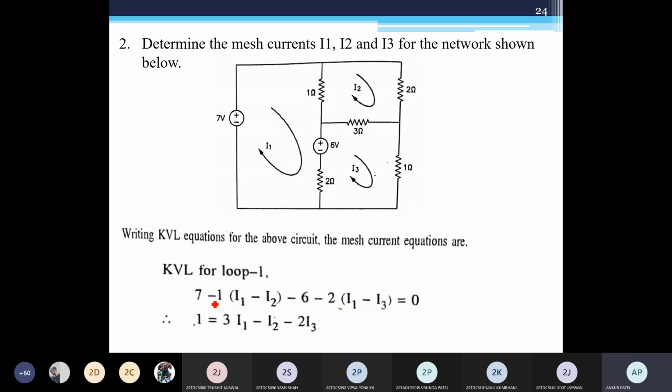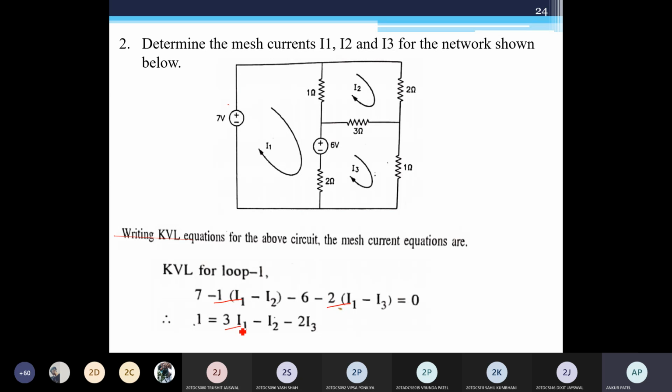So this is the first equation: 7 minus 1 I1 minus I2 minus 6 minus 2 I1 minus I3 equals 0. Okay, now separate the terms for I1, I2, I3. So minus I1, this is minus 1 I1. Okay, this is minus 2. So that is your minus 3 I1.